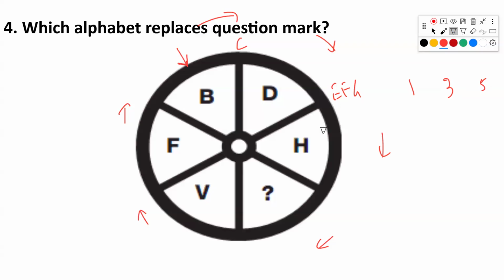So A, B, C, D, E, F, G, H, I, J, K, L, M, and I'm assuming after five letters it is N. But how to get the confirmation? I should skip now seven letters and see whether I'm getting V. M, N, O, P, Q, R, S, T, U, and then V. Perfect. My logic is consistent. So one letter, three letters, five letters, seven letters.